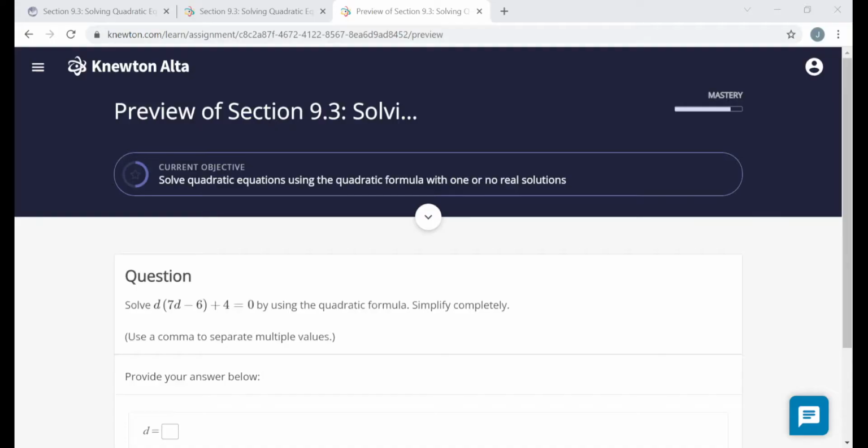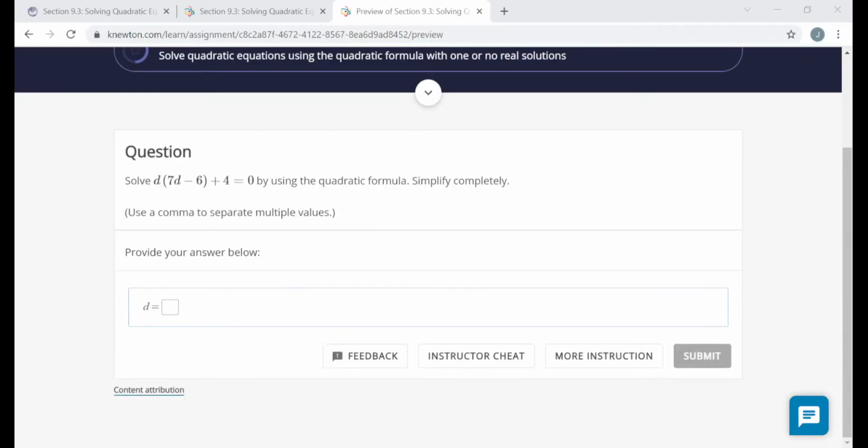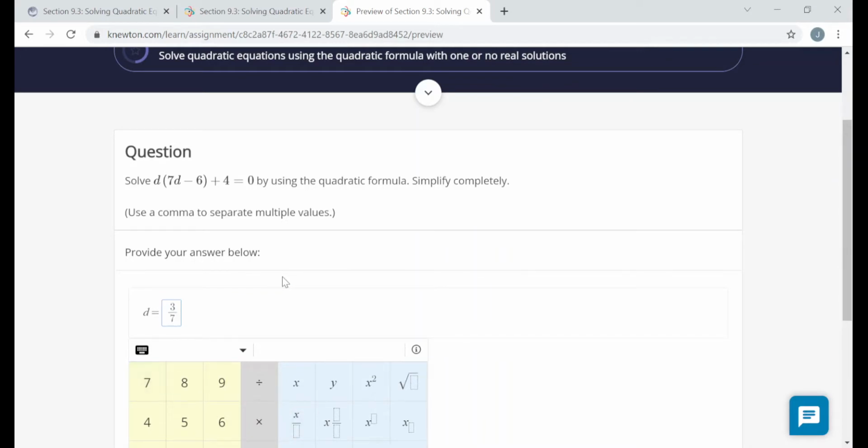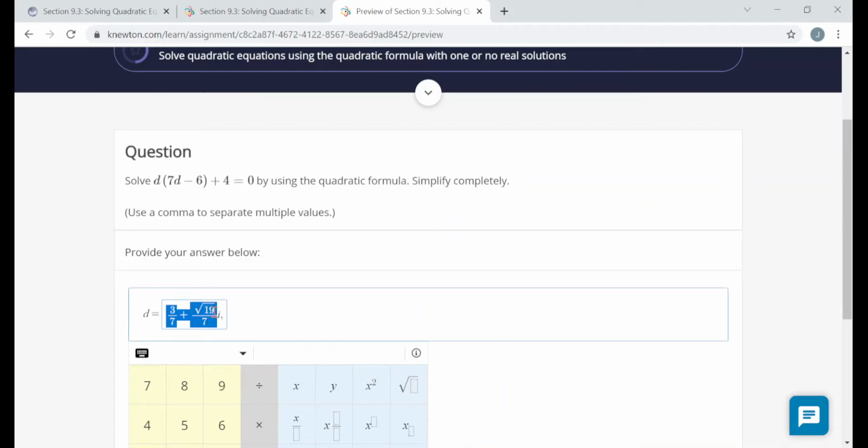And let me enter those. All right, so again, we separate them with commas. So one of them is 3/7 plus the square root of 19, then divided by 7, and then that thing times i, and then a comma, and then I'll just copy and paste this and change the plus to a minus.